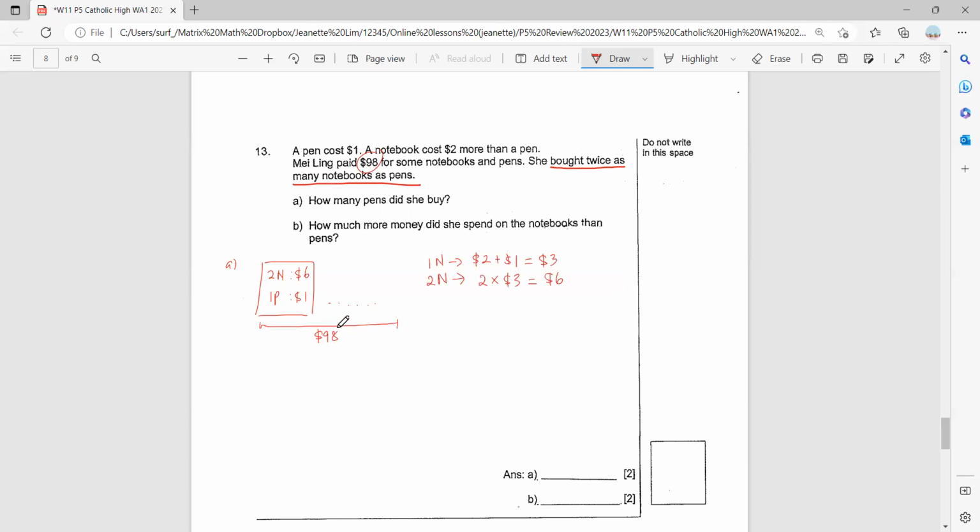Now, if I know the total amount is $98, then I should be finding the total amount in one group. So 6 plus 1 equals... Wait, isn't it 3? No, because there's twice as many notebooks, so there must be 2 notebooks, not 1. So there are 7 groups, so 98 divided by 7 to find how many groups there are.